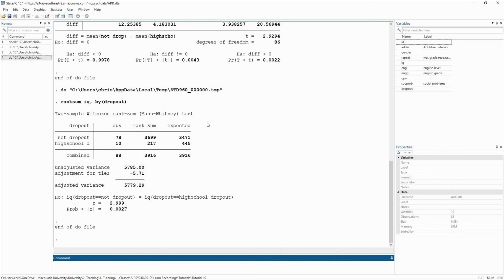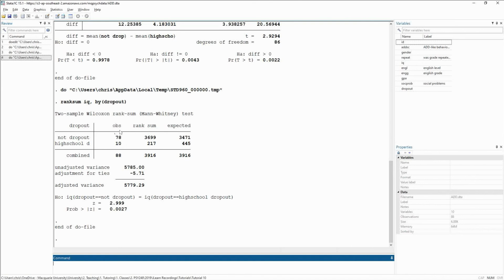So if, within the realm of error, the scores were equally distributed, so there was no sort of banking on the left or right hand side of the distribution, IQ scores didn't differ depending on whether or not you dropped out, we would see an approximate rank sum of 3,471 for those who didn't drop out, and a rank sum of 445 for those who did. So this then leads on to the question, if these rank sums represent no difference in IQ, why aren't their rank sums equal? And the answer to that is quite simply that there's different numbers of observations in each group.